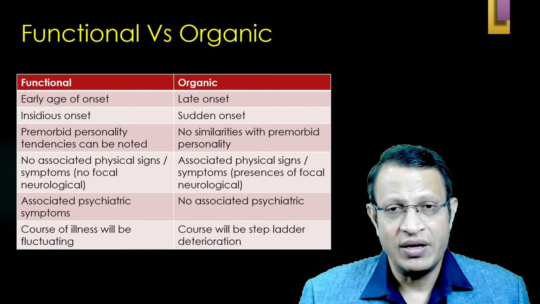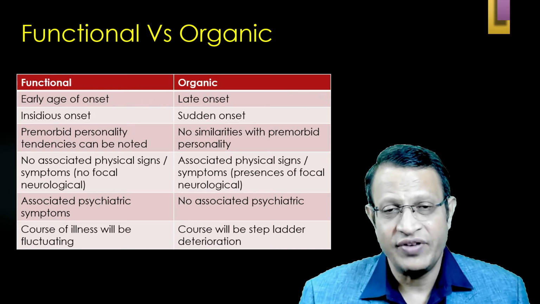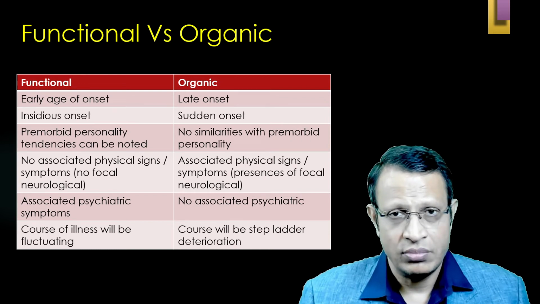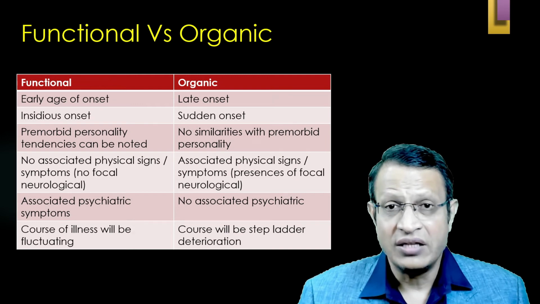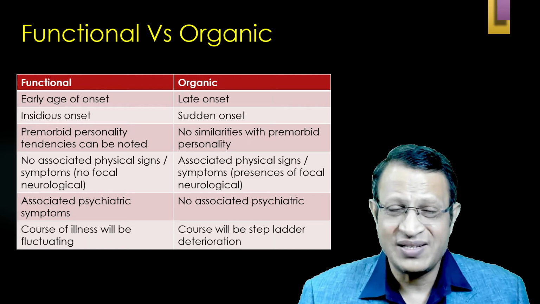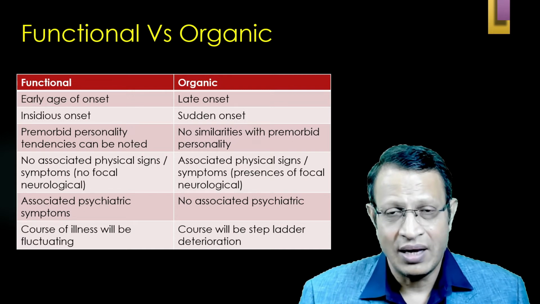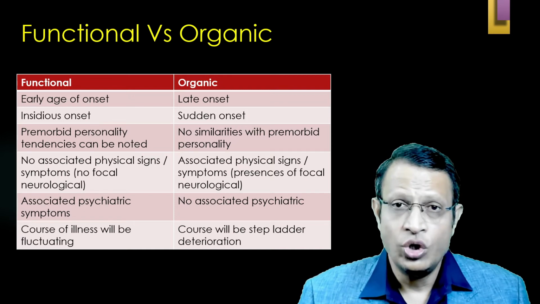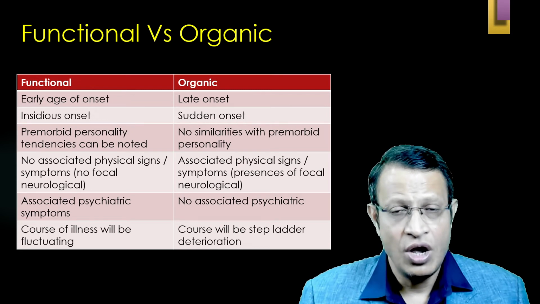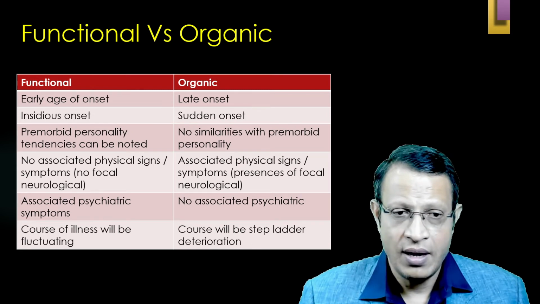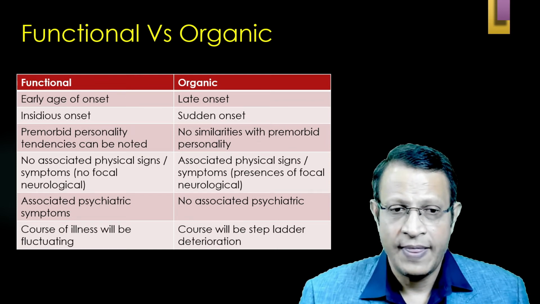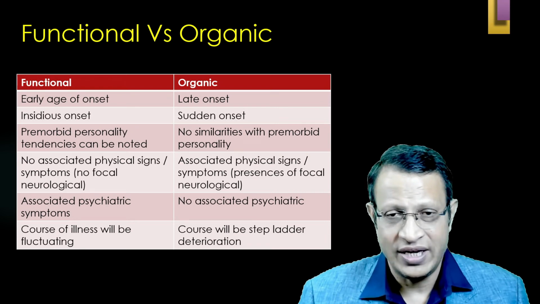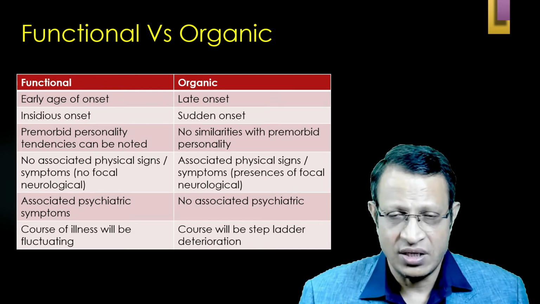You need to differentiate between functional and organic misidentification syndrome. In functional syndrome, invariably it is early onset and invariably it is insidious onset. Other psychotic symptoms are known. Premorbid personality tendencies can be collected from the family members. No associated physical signs. Focal neurological deficits are not seen. Associated other psychiatric symptoms, other delusions, hallucinations, and the course of illness will be fluctuating. That is, improvement and worsening can be seen based upon the compliance to medication.